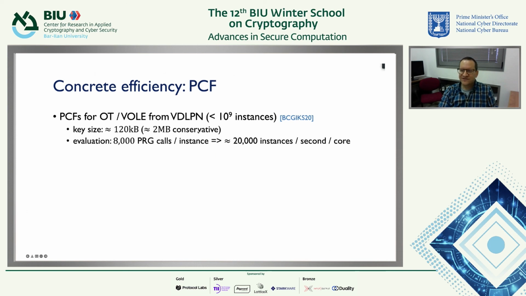So we have two versions of the assumption, conservative and aggressive. The conservative version has provable security against all known attacks, and the aggressive one has some conjectures in it. But at least from the aggressive version of the assumption, the keys are not too long, and we can generate something like 20K instances of OT or Vole per second on a single core, which is not bad, and you can, of course, speed it up using multiple cores.